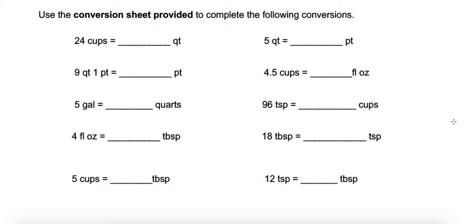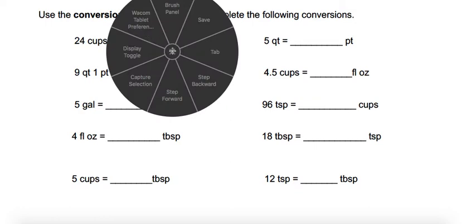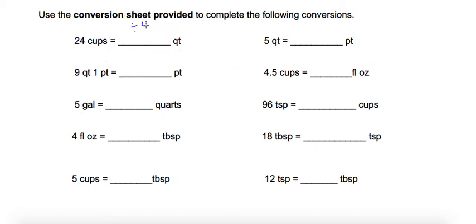So if I want to go from cups to quarts, if I look at my chart, to go from cups to quarts, I need to divide by 4. And 24 divided by 4 is 6. So 24 cups is the same as 6 quarts. To go from quarts to pints, I want to multiply by 2. And 5 times 2 gives us 10. So 5 quarts is the same as 10 pints.